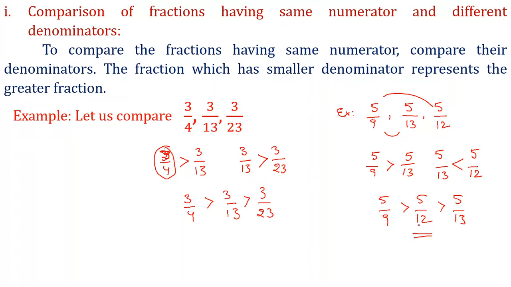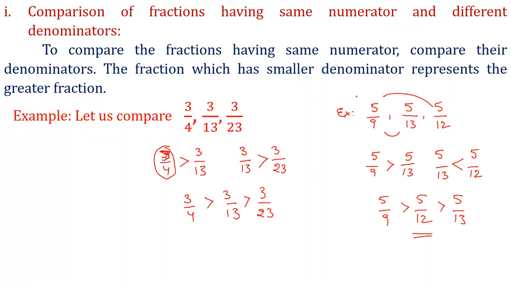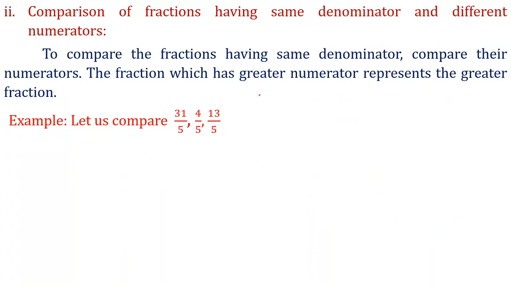Okay, so next I am going to the second type, comparison of fractions having the same denominator and different numerators. Observe here in the example, all the denominators are equal, all denominators are 5s, and different numerators are given. So for this, you just have to state the definition in reverse. The fraction which has the greater numerator represents the greater fraction. In the previous one, the smaller denominator represents the greater fraction, but here the greater numerator represents the greater fraction.